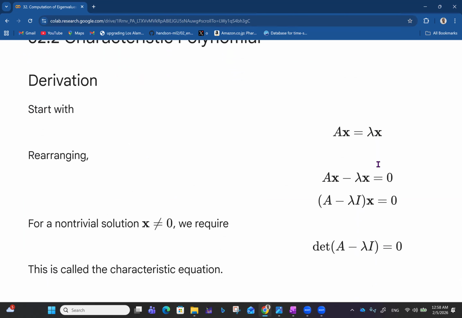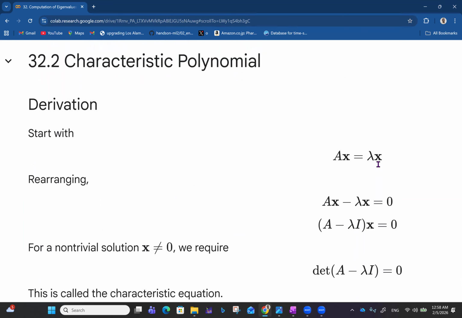So now we talk about the characteristic polynomial. Derivation: if you start with Ax equals lambda x, by rearranging you have Ax minus lambda x equals 0. So you can factor x out: (A minus lambda I)x equals 0. For a non-trivial solution, x not equal to 0, we require that the determinant of A minus lambda I must be 0. This is called the characteristic equation.